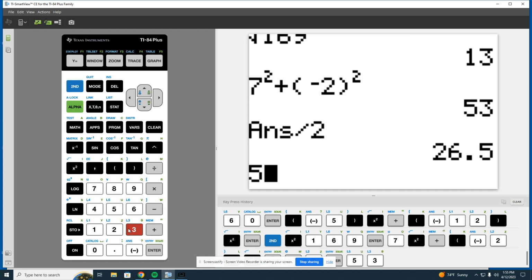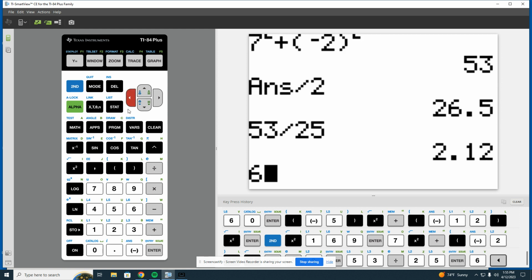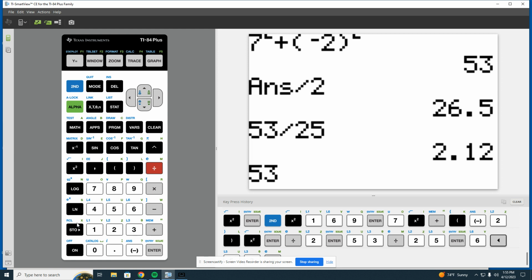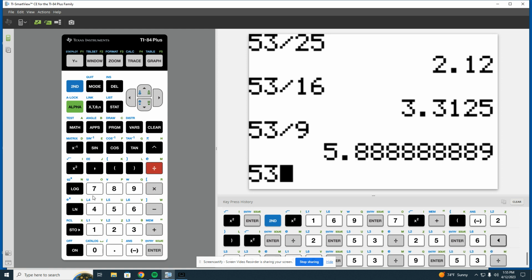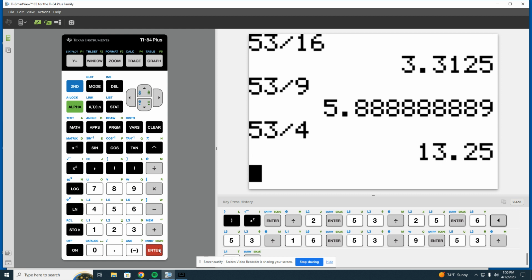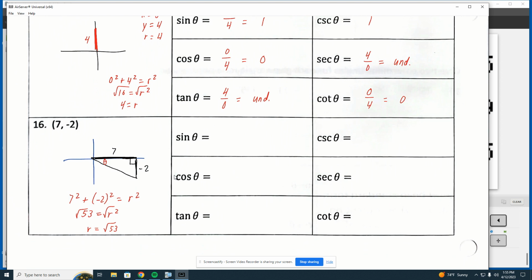Okay, look, if I tried 25, doesn't work. If I tried 16, doesn't work. If I tried 9, doesn't work. And if I tried 4, doesn't work. So it's not divisible by any perfect square. So I can't simplify this. So r is the square root of 53. Okay? Now, I can visualize this one. So I'm probably going to go back to the old trusty SOHCAHTOA.